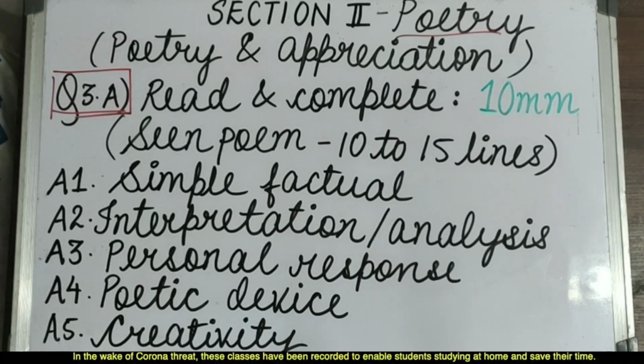In this आपको एक सीन पोएम दी जाएंगी जो 10 से 15 लाइन्स की होंगी. Scene poem is going to be there of at least 10 to 15 lines. This poem is going to be from your textbook. Okay, so इसमें आपको 5 एक्टिविटीज दी जाती है of 2 marks each.